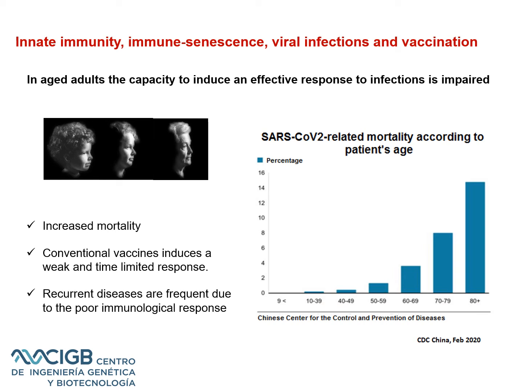As everybody knows, in the elderly the immunological capacity to react against different infections is reduced, and especially during the coronavirus epidemic, for example in China, as you see in the graphic on the right. So the mortality in people older than 80 years was higher than in other age groups. So the mortality was increasing with age.